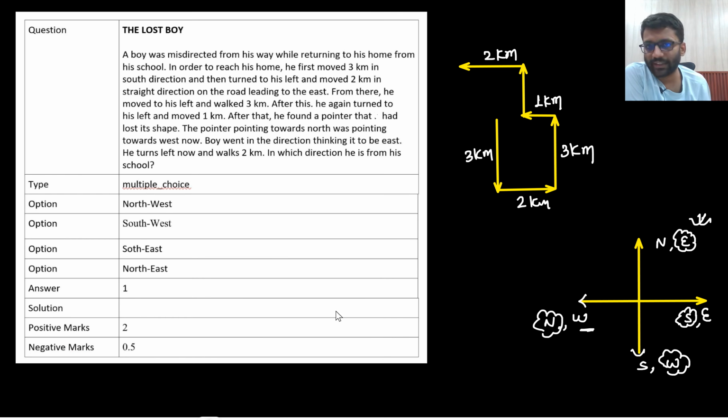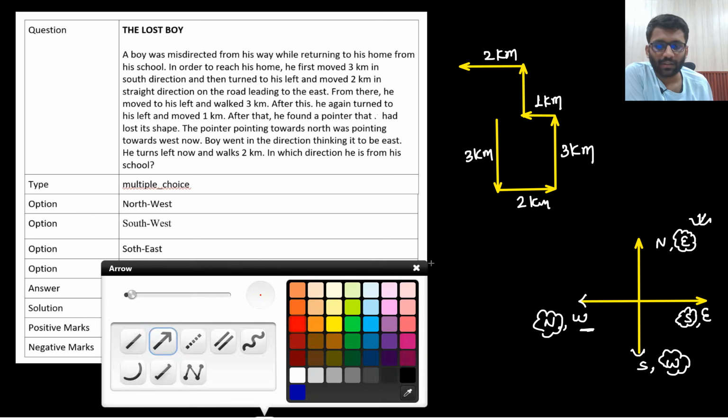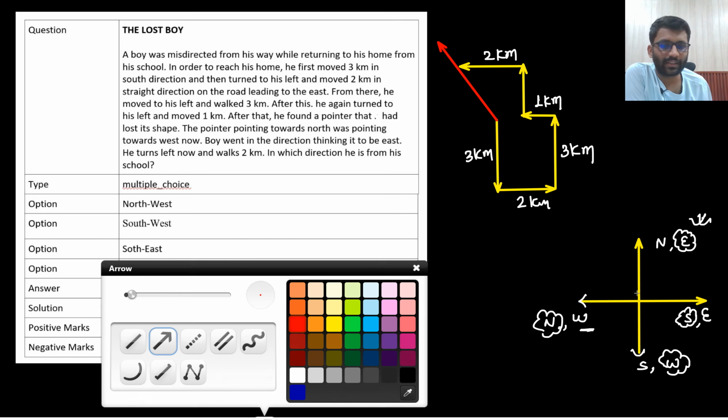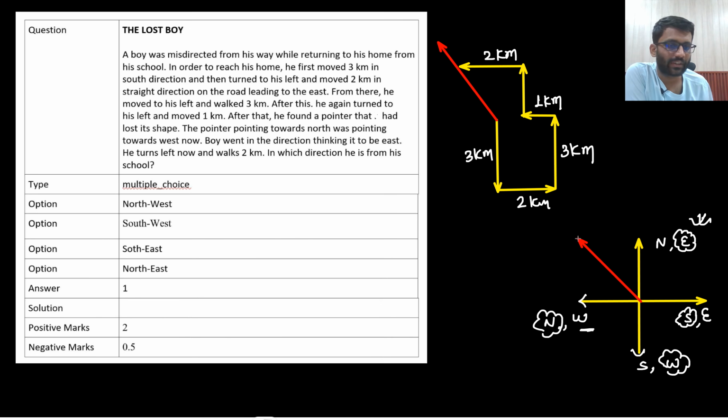In which direction is he from his school? From his school, from here, he is in this direction. So what will this direction be? This will be northwest. You need to tell the actual direction, not as per the faulty pointer. The actual direction is northwest, right? So the answer is northwest, option 1. These kinds of questions also come in the examination. Very good problem.